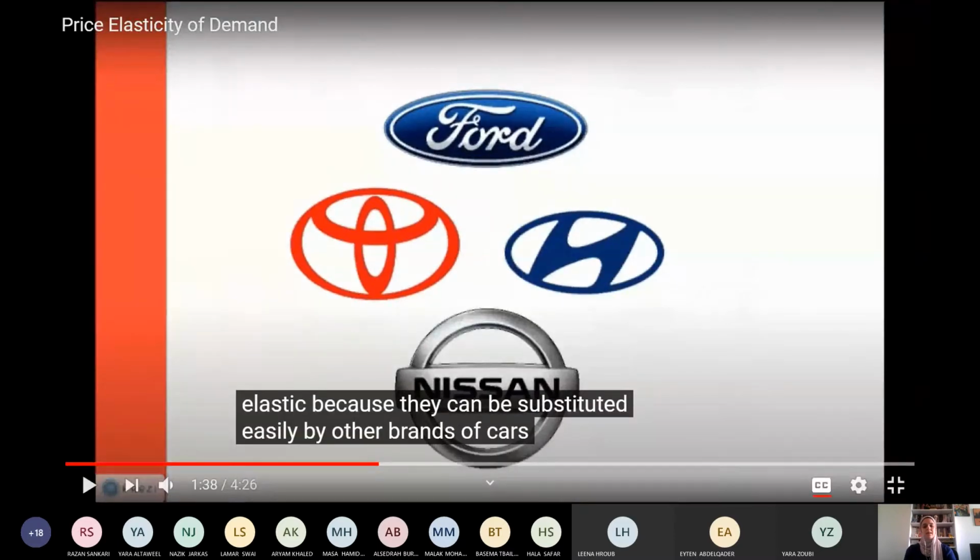So for example, Chevrolet is a brand of cars, and if it increased its price, I will not buy Chevrolet, I'll buy Honda, I'll buy Ford, I will buy Nissan. Okay? So it is elastic. Why is it elastic? Because a great change will happen. When you increase the price, I will leave you. I will not buy from you.